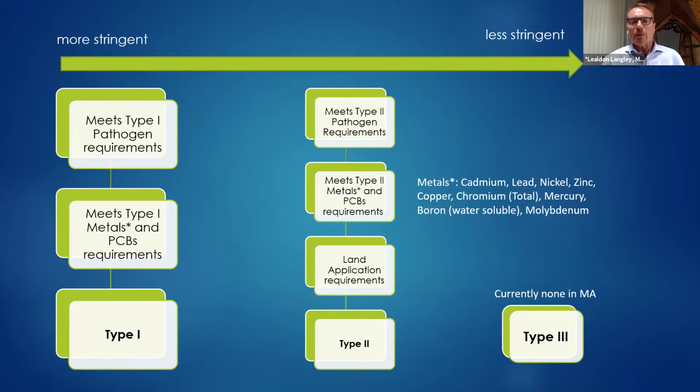In the middle column, you see type 2 residuals. They meet pathogen requirements. They also meet standards for metals and PCBs, but they do require land application requirements prior to being placed on a specific site. And currently, again, we have no type 3 residuals in Massachusetts, those that are restricted from being used for the growth of food chain crops. Next slide, please.